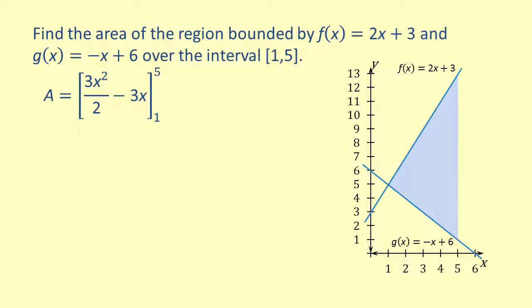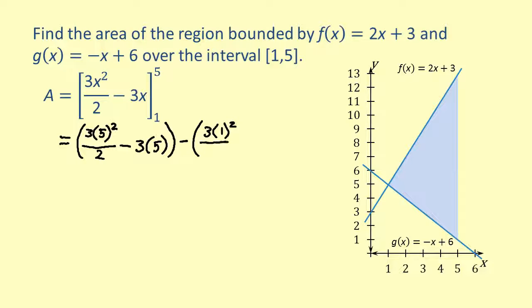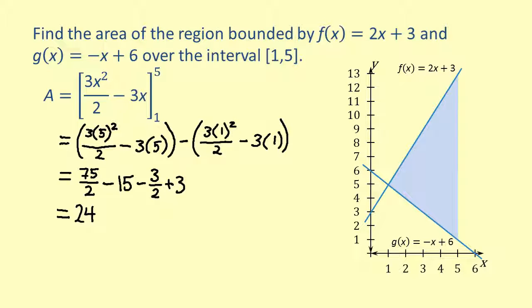Next, we can evaluate the result at the limits of integration. So we get the quantity 3 times 5 squared over 2 minus 3 times 5 minus the quantity 3 times 1 squared over 2 minus 3 times 1. Simplifying each term, we get 75 over 2 minus 15 minus 3 over 2 plus 3. Adding and subtracting, we get 24. Therefore, the area between the two curves is equal to 24.